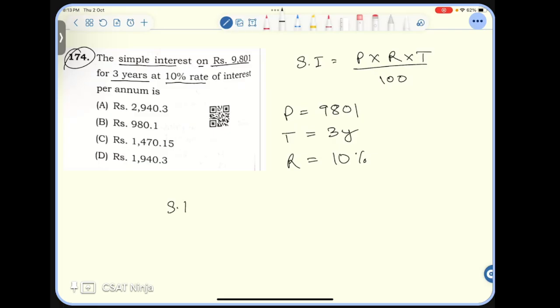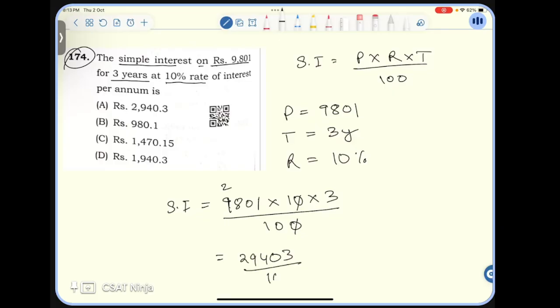The simple interest formula was principal 9801 into rate, which here is 10, into time, which here is 3, divided by 100. So the zeros cancel. 3 ones are 3, 3 eights are 24, 4 and 2 in hand, and 3 nines are 27, 28, 29. 29. But we have a 10 here. Since there is one 0 left down there, I can put 1 plus a point.